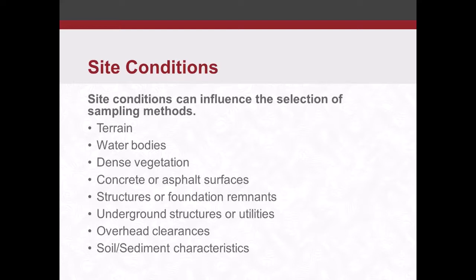Terrain can affect things like water bodies, and if you have trees and large tree growth, that's going to dictate what equipment we can get on a site and how we can access it. So we really need to pay attention to that and make sure, as we're scoping a project, that we know what those conditions are, so we can properly scope what equipment and sampling methods we're going to use.